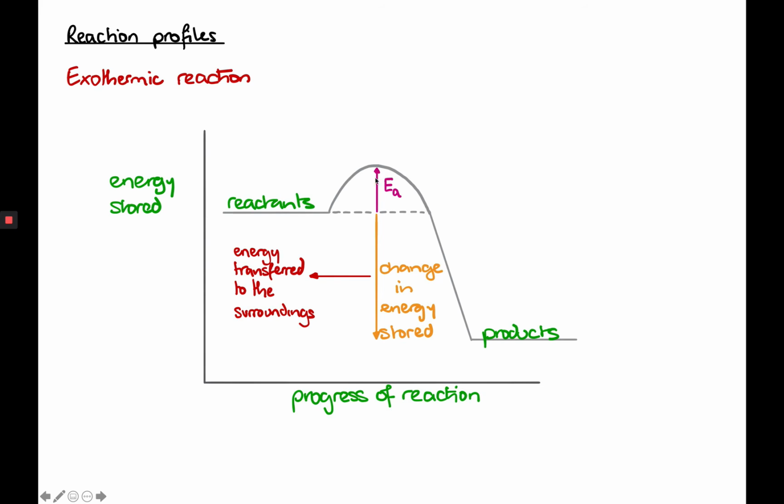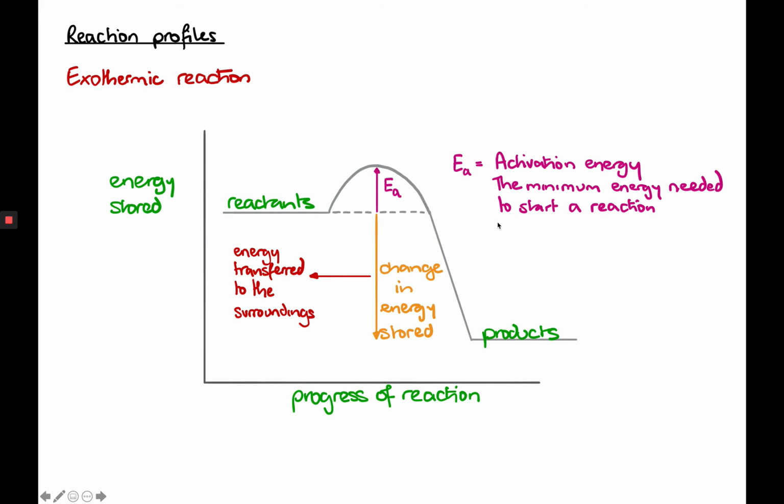And so there is a name for the energy that needs to be supplied. It's the difference between the store of the reactants and the top of this hill. And this is called the activation energy. So it's the minimum energy needed to start a reaction. So in the case of your Bunsen burner, you have to bring a match. So that supplies the activation energy.